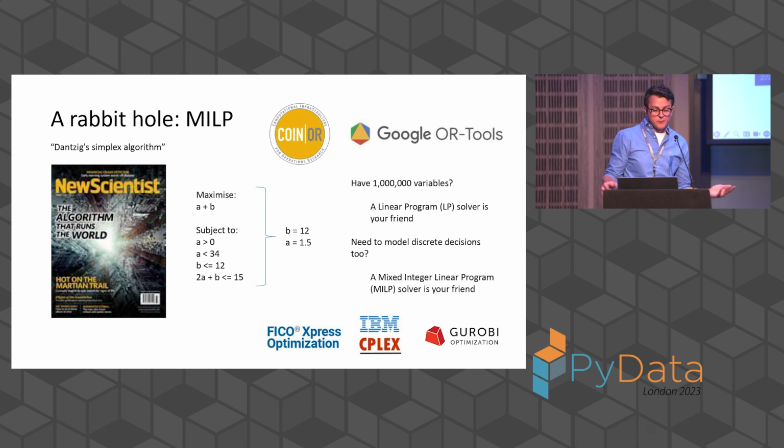But the answer to that is you want b to be 12 and a is 1.5. And that is there, that's your maximum version. What if you have a million variables? This suddenly gets a bit harder. And that's kind of the scale we're talking about with this problem. And at that point, a linear programming solver is your friend.